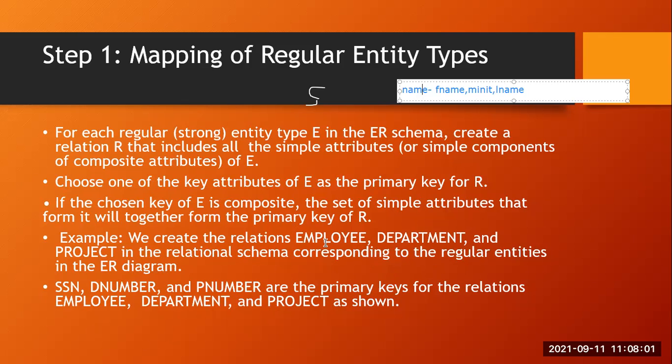From the employee table, department table, and project table, you are supposed to identify one attribute called the primary key, which can be identified uniquely and cannot be repeated. SSN, the social security number, represents the employee table and will become the primary key. Then D number, which we call the department number, will be the primary key for the department table. And P number, which is the project number, is the primary key for the project table. So the social security number (SSN), department number, and project number are the primary keys for the relations employee, department, and project, as shown in the next slide.